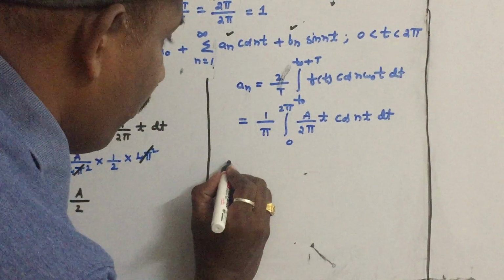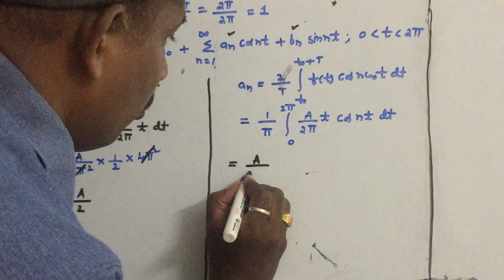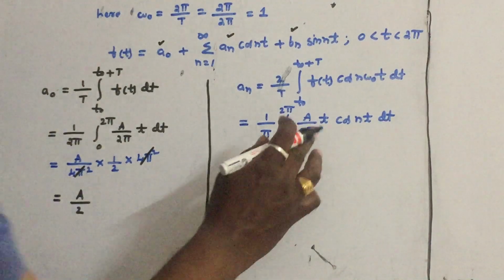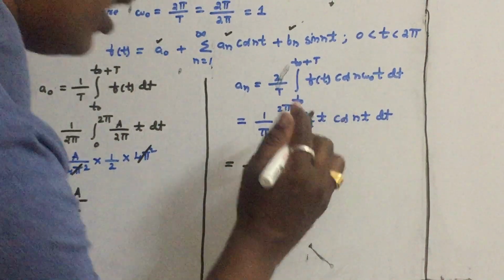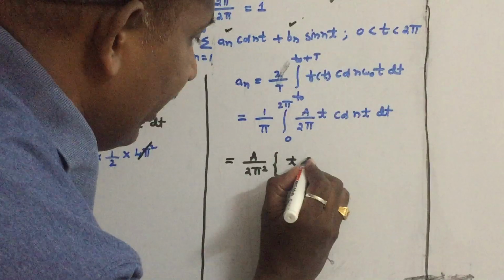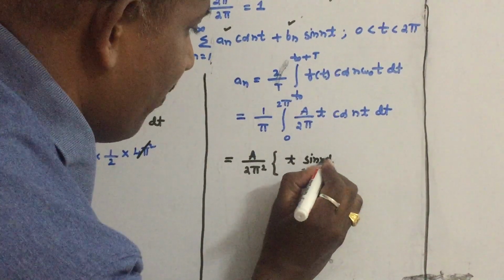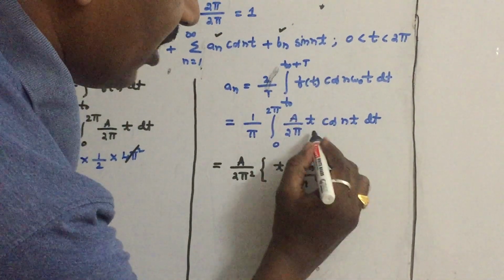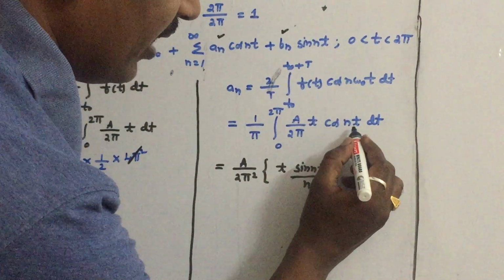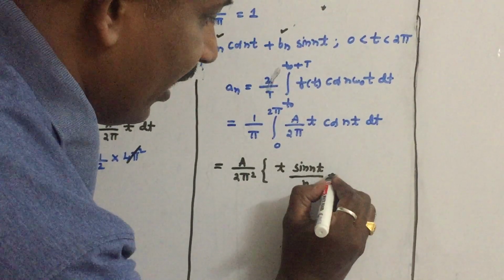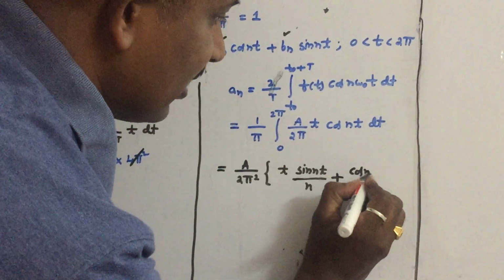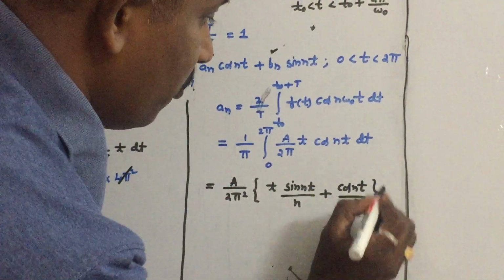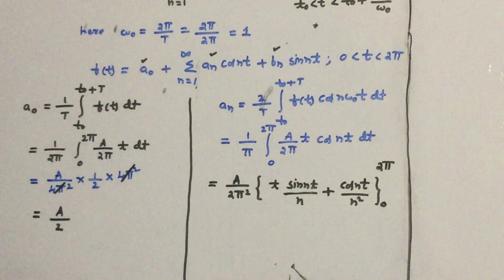So take a by 2 pi square outside, and integrate t into cos nt. We have been doing this kind of integration, t into cos nt. First function into integration of second function is sin nt by n, minus integration of differentiation of t, which is 1, into integration of cos nt, sin nt by n. Again integrate, plus cos nt by n square will come. Substitute the limits 0 to 2 pi.